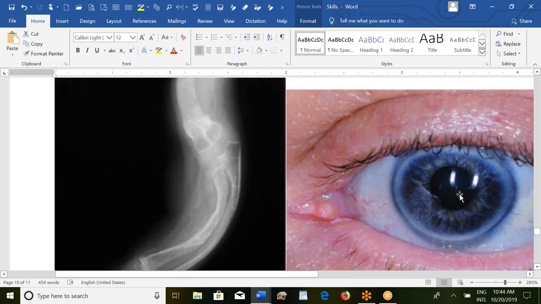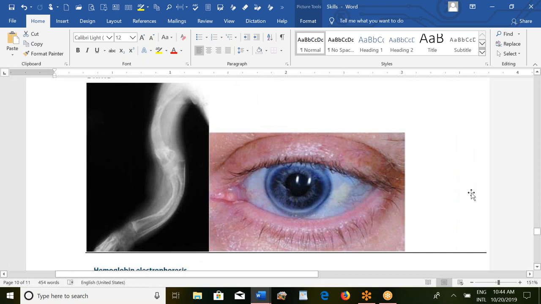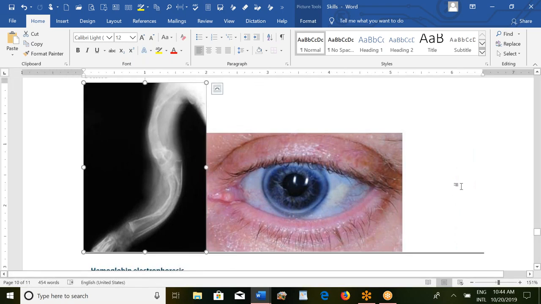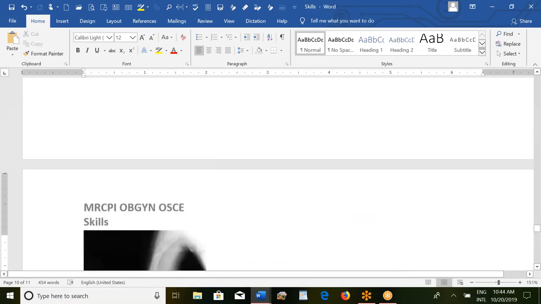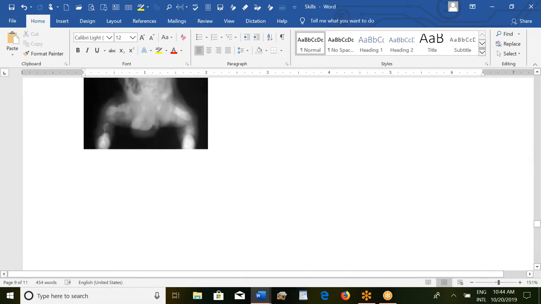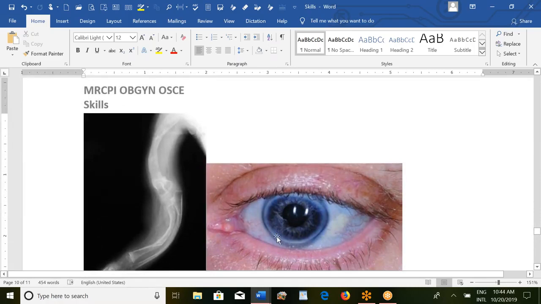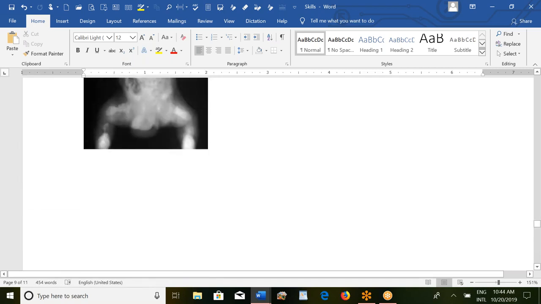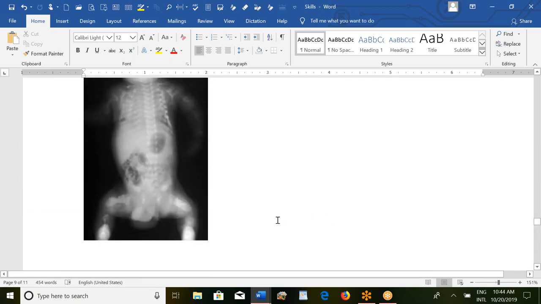Blue sclera, osteogenesis imperfecta. Skeletal dysplasia. Yes, skeletal dysplasia, that is the point. So osteogenesis imperfecta or achondroplasia. Actually, your clue is from this blue sclera. There is a name for it, Hurler sign or something, I don't know. The name, blue sclera, yes, I will agree with you, but they will not ask you about the names.